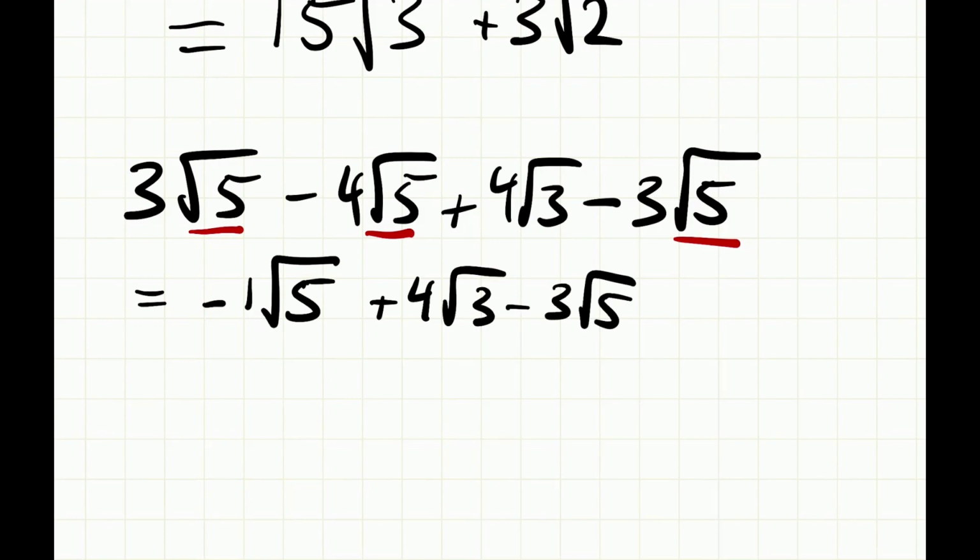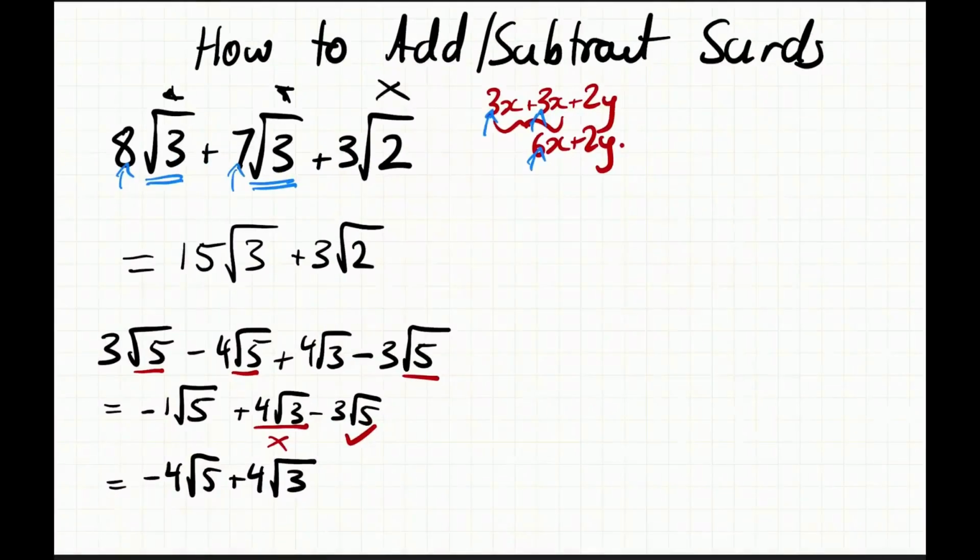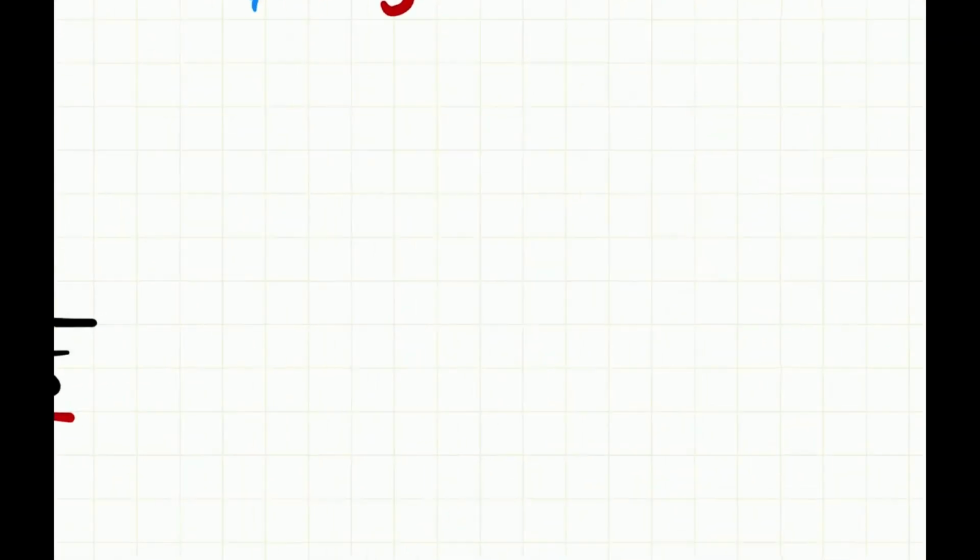Then let's keep going. We can't add this one because that's not a like surd, but we can subtract 3 root 5. So when we do that, we'll have minus 1 root 5 minus 3 root 5, which is going to give us minus 4 root 5, and that's going to be added to 4 root 3. And that's our final answer. Let's do another final example.